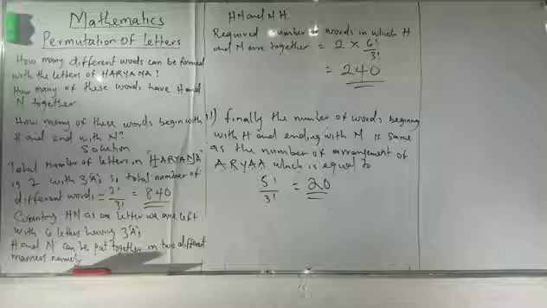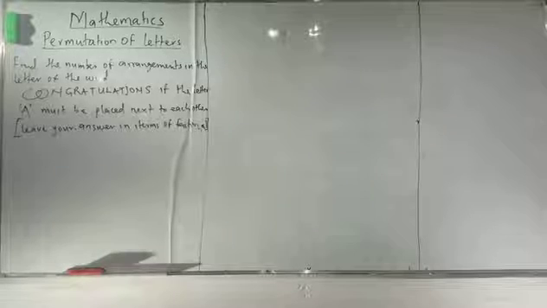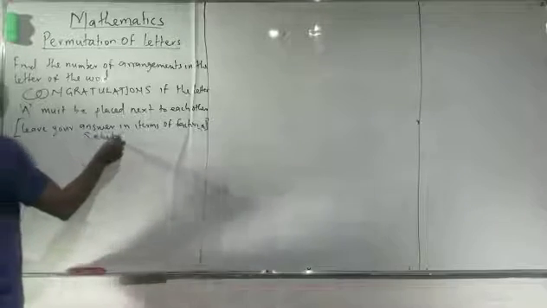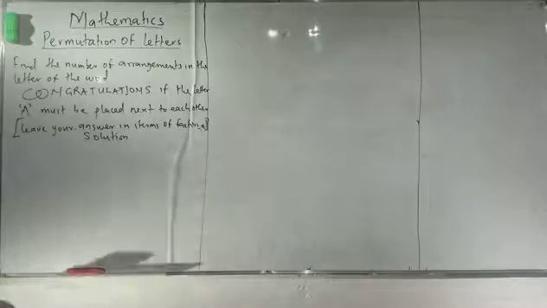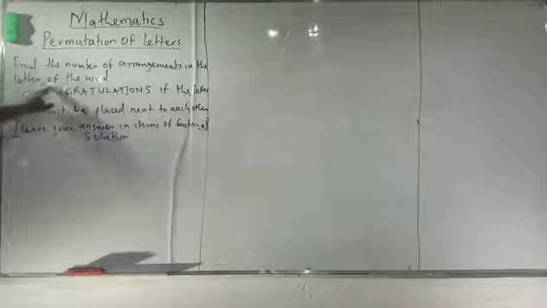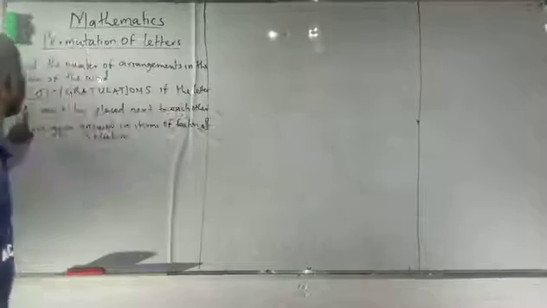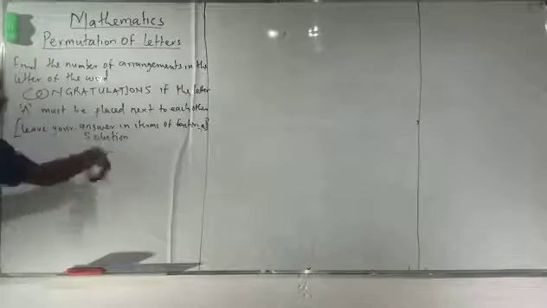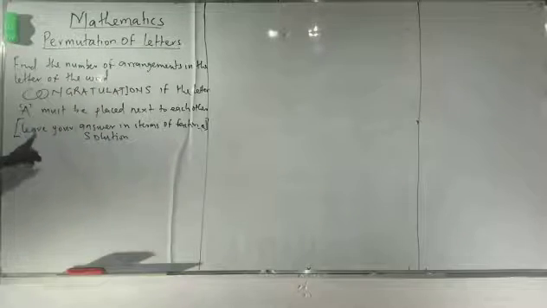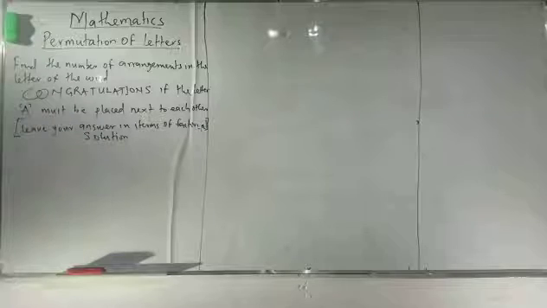Now, let me try to go on to another question. Now, look at this particular item. It's a very nice one and the solution to this problem. Let's try to work on it and see how it will come. Now, there is a condition. Find the number of arrangements in the letters of the word, I think it's congratulations, if the letter A's must be placed next to each other. Now, instruction: leave your answer in terms of factorial. It means you are not supposed to be doing it anyhow. Now, solution to this problem.